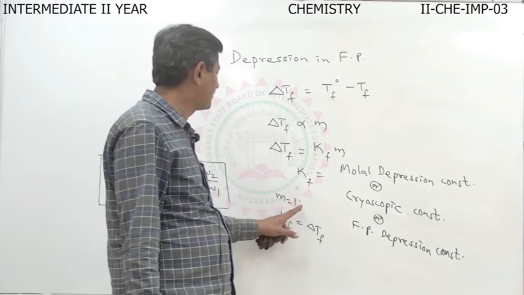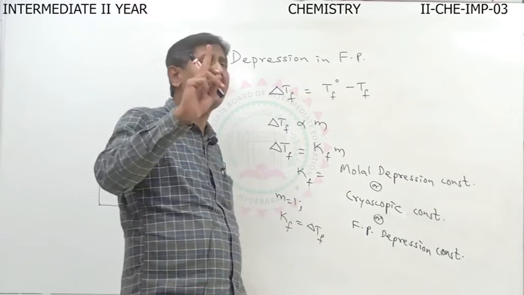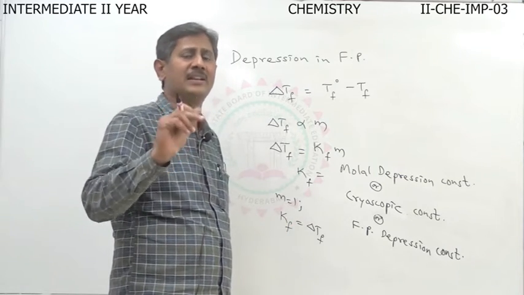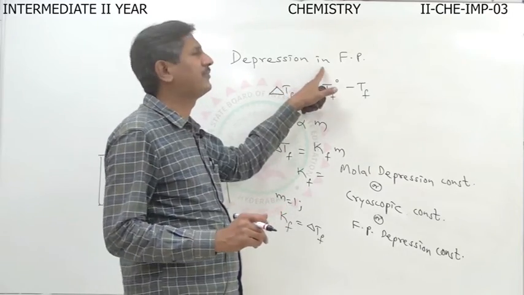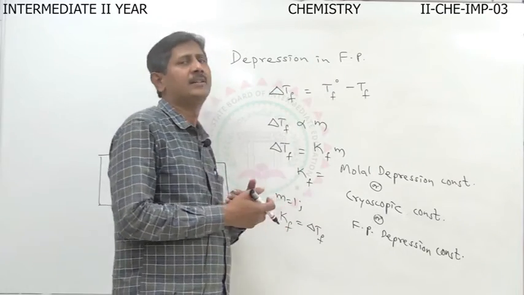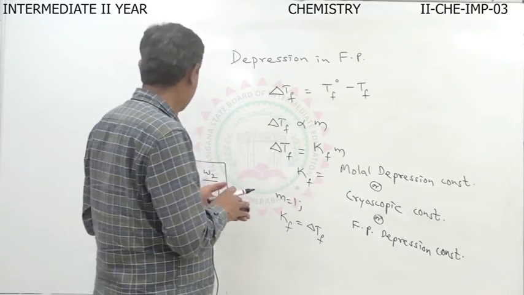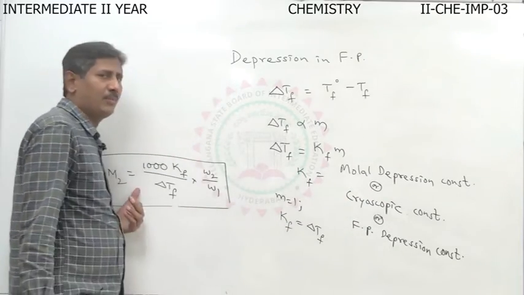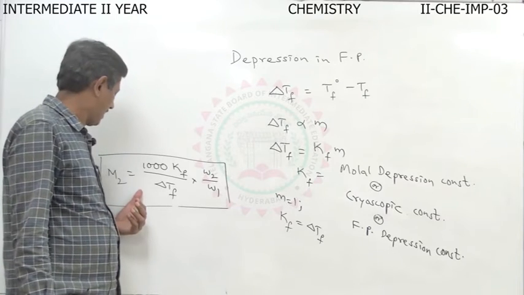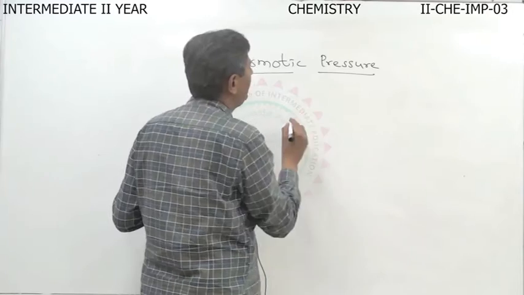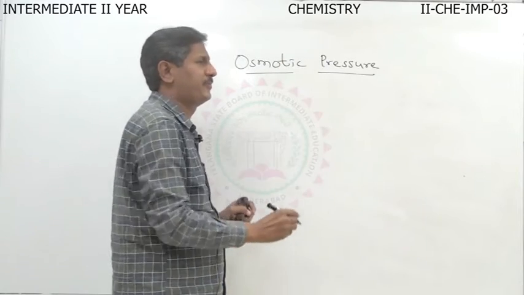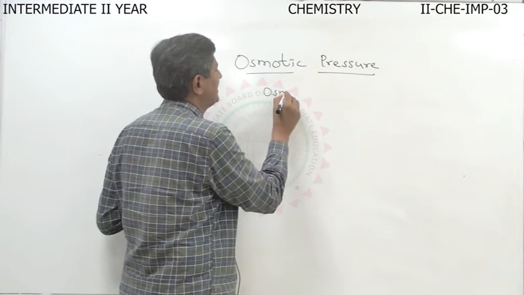When m becomes 1, that is molality 1, the depression in freezing point becomes the molal depression constant, right? And from this equation, we can calculate the molar mass of the unknown solute. Here, if we want to know the osmotic pressure, we must see osmosis.